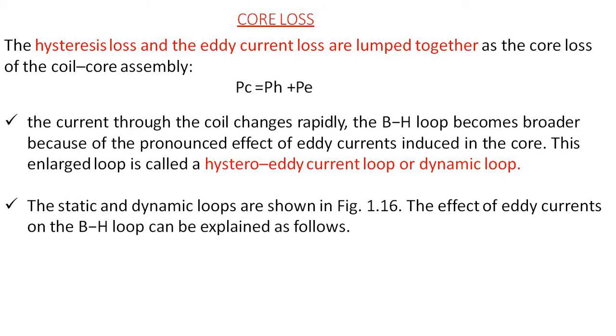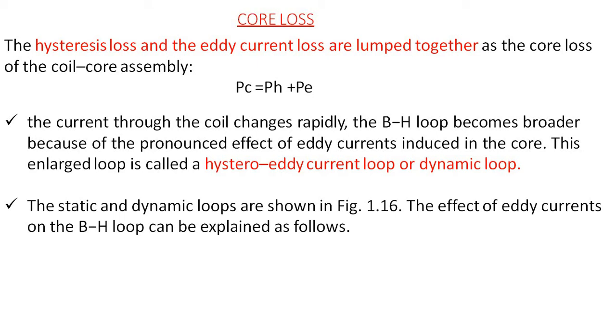Next one, core loss. The hysteresis loss and the eddy current loss are lumped together as the core loss of the coil core assembly. P is equal to P_H plus P_E. When the current through the coil changes rapidly, the BH loop becomes broader because of the pronounced effect of eddy current induced in the core. This enlarged loop is called the hysteresis eddy current loop or dynamic loop. The static and dynamic loops are shown in the figure.